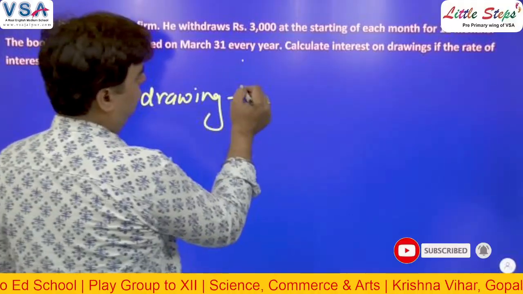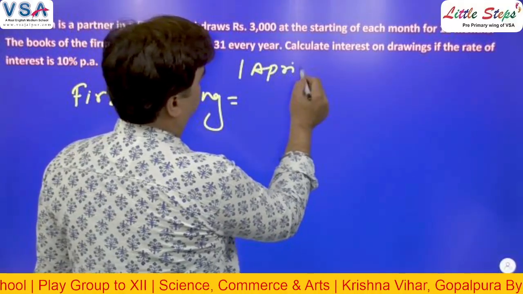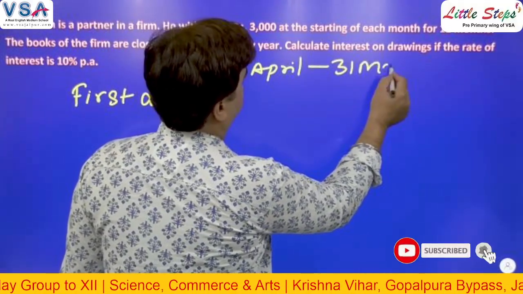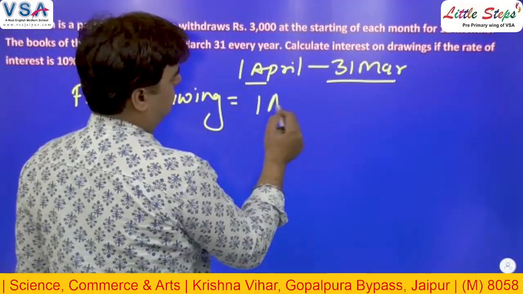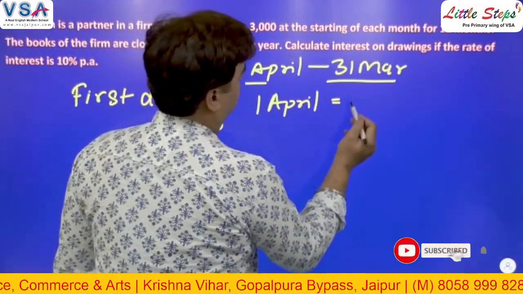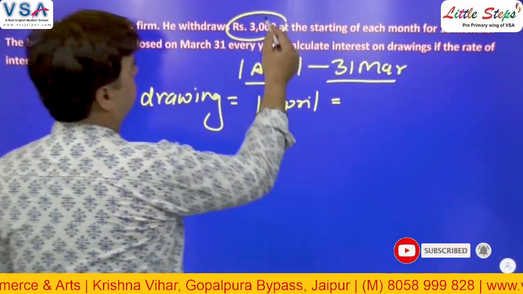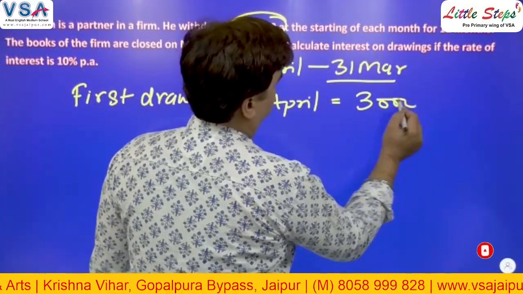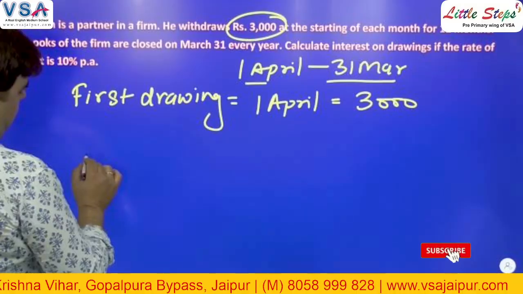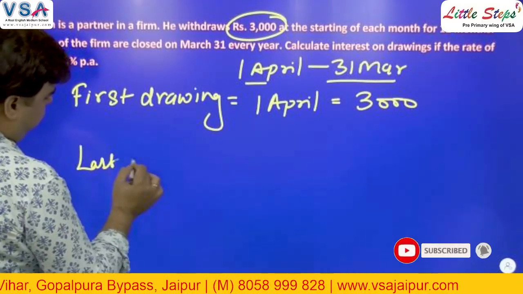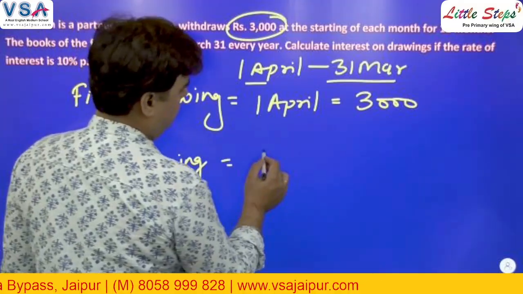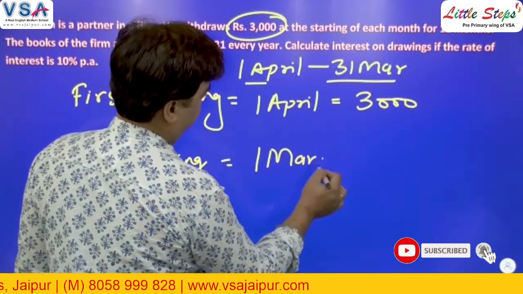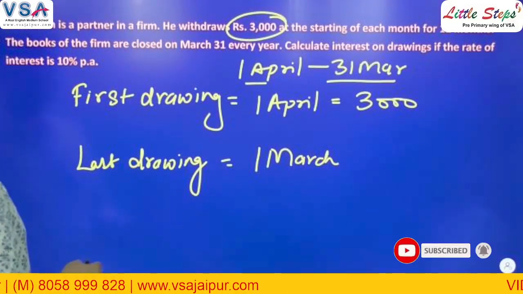क्योंकि हमारा जो अकाउंटिंग ईयर होता है that will start from 1st April till 31st March. तो फर्स्ट ड्राइंग जो की गई होगी बेटा, that will be on 1st April. And how much is the amount? Okay, now last drawing कब की गई होगी? 1st of March, right? Is the year also given here? No.